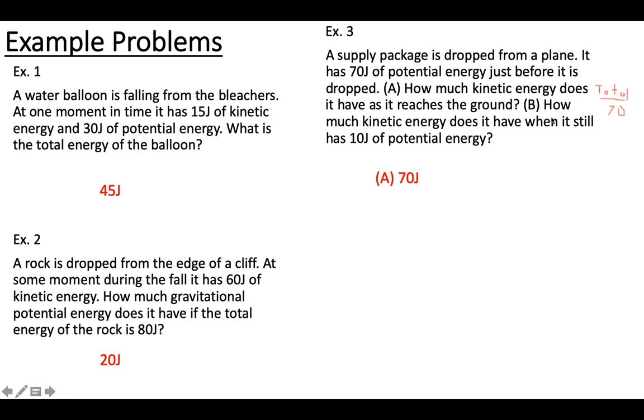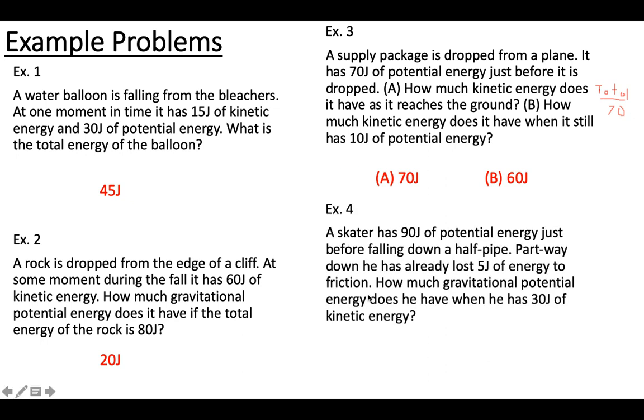So part B is asking how much kinetic energy does it have when it still has 10 joules of potential energy? Well, this is kind of like example 2. We know that our total is 70. Now in part B, the kinetic piece is 10. So how much is the potential piece? 60, because 10 plus 60 gets our total as 70. But this part A, this is super important: the total at the top, potential and total are the same. At the bottom, kinetic and total are the same.